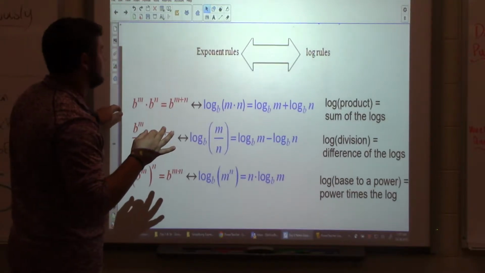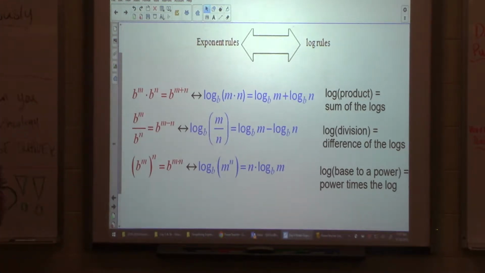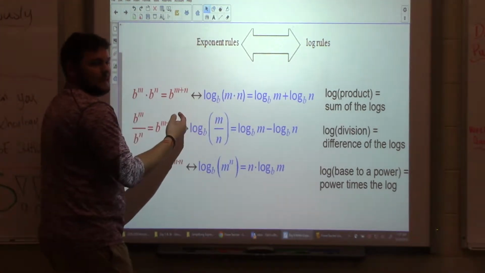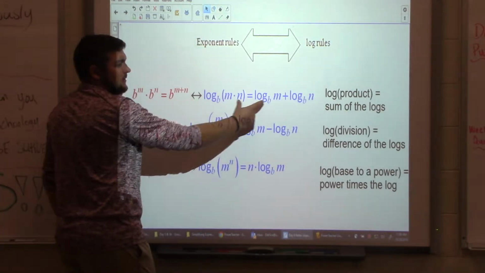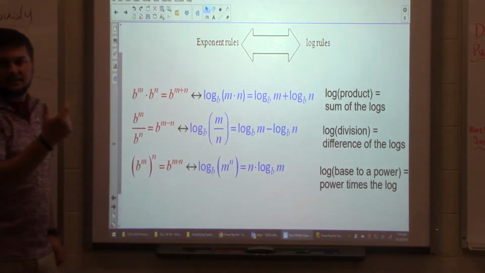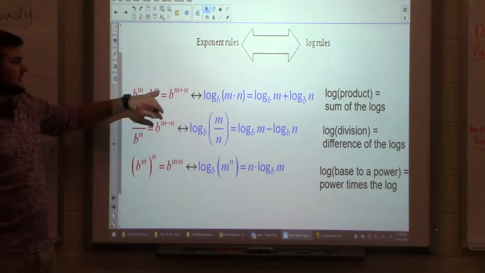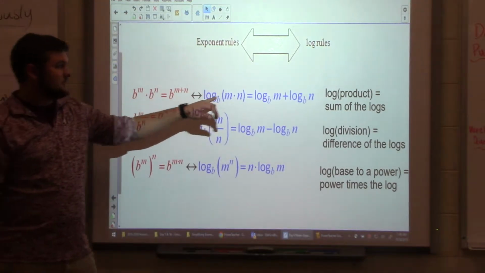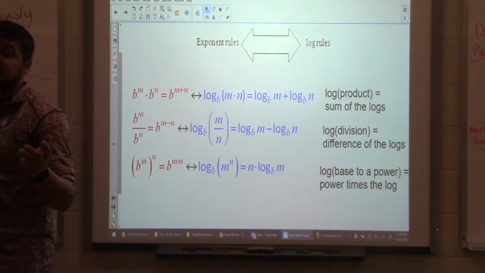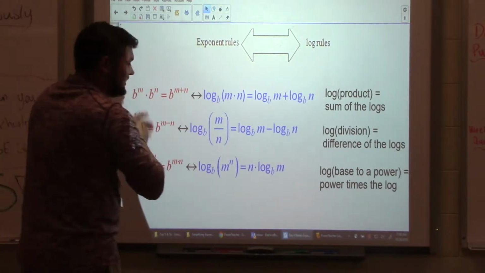The first one is that the log of a product is equal to the sum of the logs. What that means is if I'm taking the log of m times n, I can split that into two separate logs and add them. The log of m plus the log of n. Just like with my exponent rule. When I multiply things with the same base, I added their exponents. Same thing with logs. When I'm multiplying, I can add. Alright, and we're going to go both ways, guys. We're going to expand it out to addition. We're going to condense it down to multiplication.